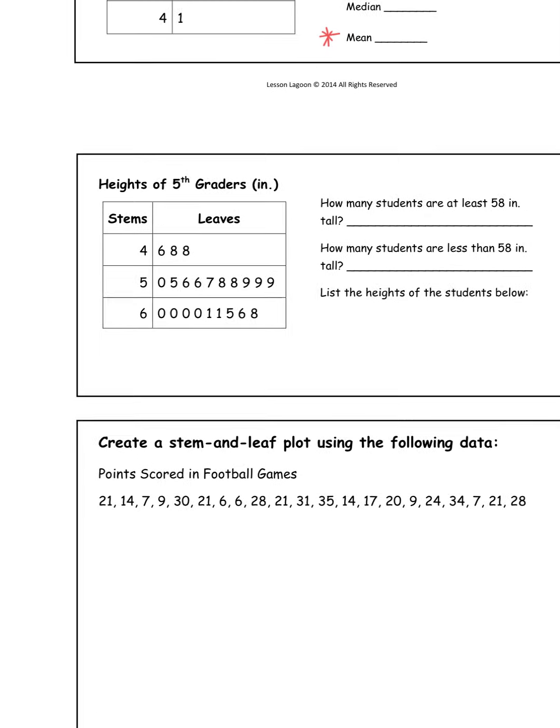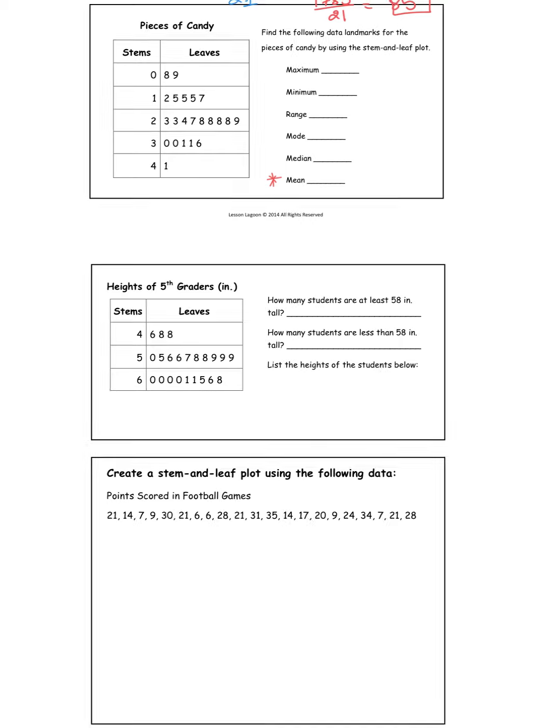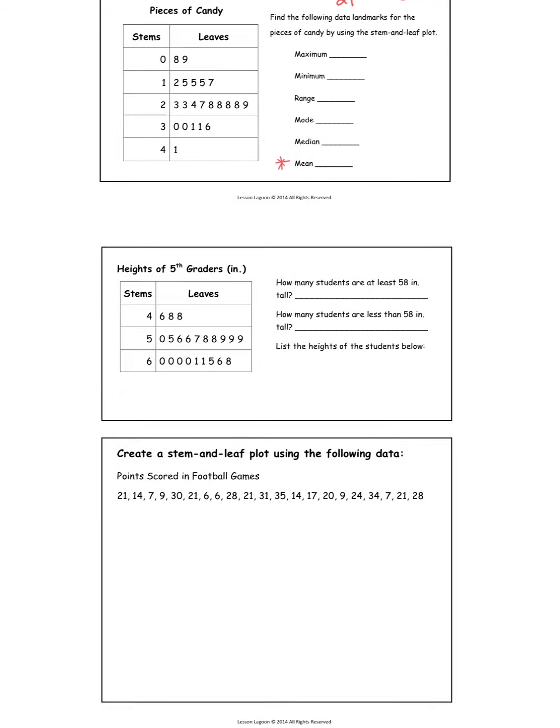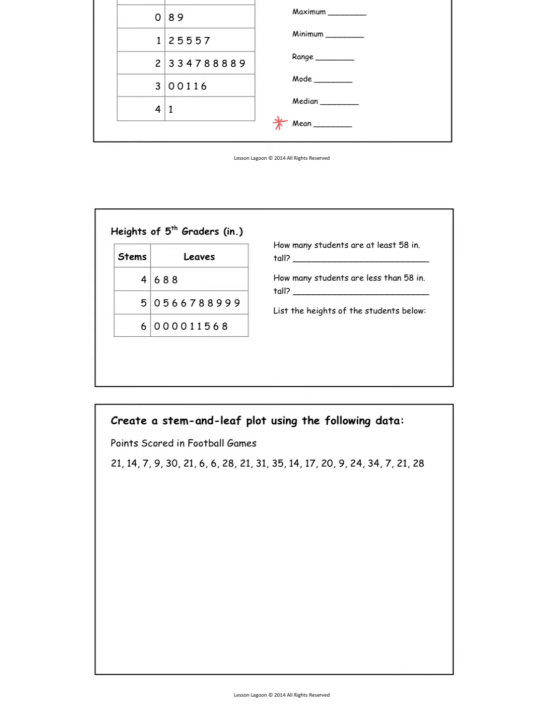Okay, we're going to complete a problem. This one: create a stem and leaf plot using the following data, points scored in a football game. So we have the chart. This is the stem, and this is the leaf. Okay. We're going to find the smallest number and then the highest number, so we know what number we start and what number we end.